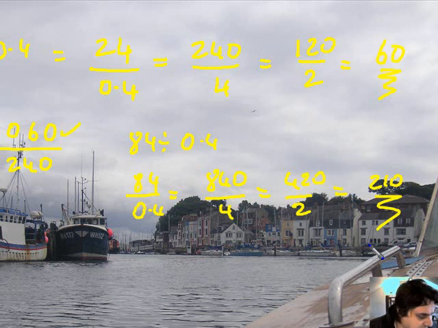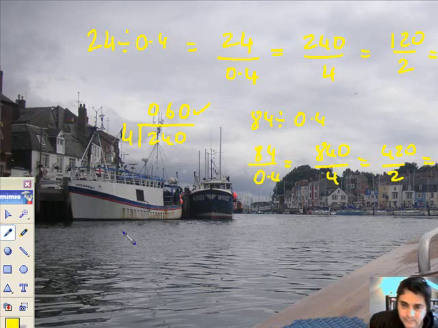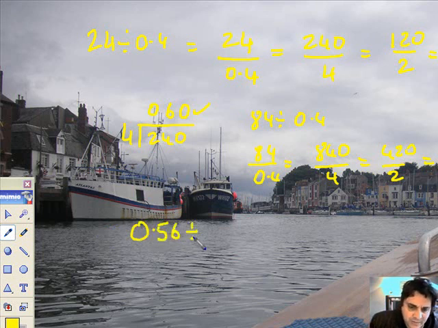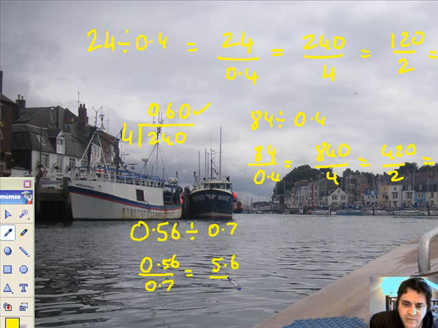Now we can do some grade C ones. Let's do 2C then. 0.56 divided by 0.7. Right, it's a fraction. 0.56 over 0.7 multiplied by 10. 5.6 divided by 7, and I've simply got to do some short division with that one.